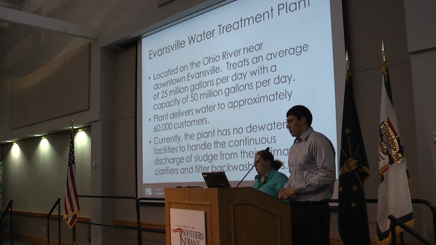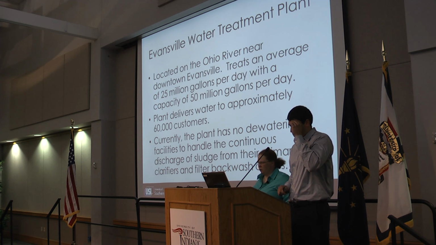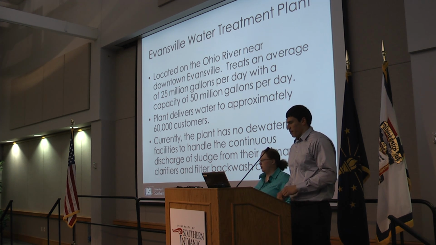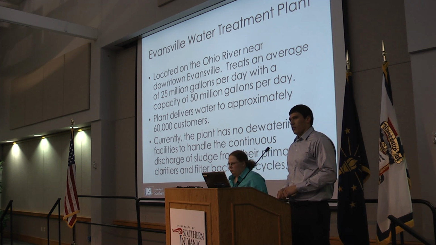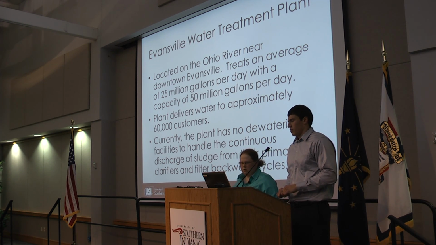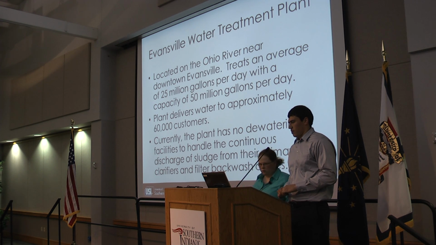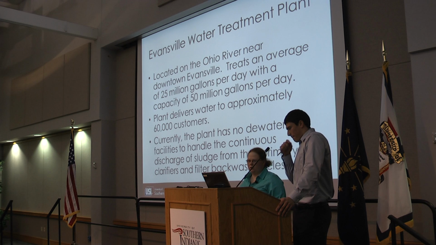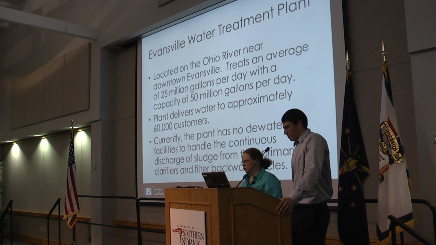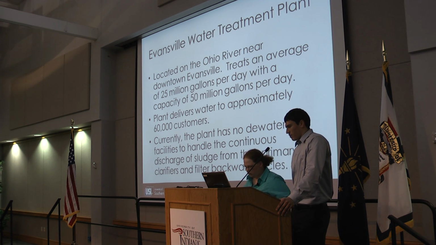The Evansville Water Treatment Plant is located in downtown Evansville, and on average treats 25 million gallons of water per day. It has the capacity to treat up to 50 million gallons per day. The plant delivers water to approximately 60,000 customers over Evansville. Currently, the plant has no dewatering facilities to handle the continuous discharge of sludge from its primary clarifiers and filter backwash cycles.